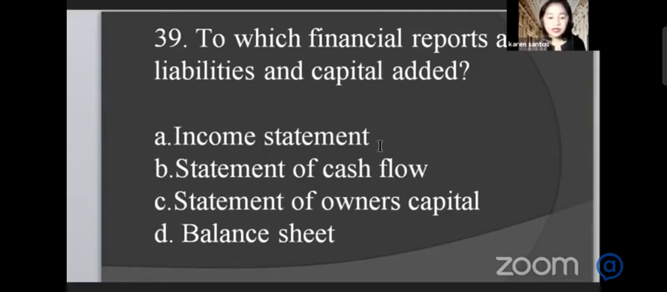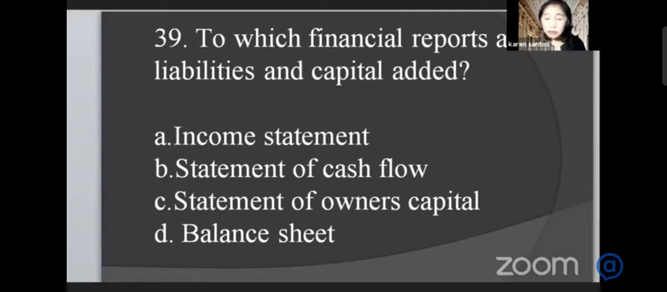Okay, so the correct answer is letter D, which is the balance sheet. So when we say balance sheet, it is a summary of the company's assets, liabilities, and also the equity. And income statement pertains to the summary of business income and also the expenses and profits. Statement of cash flow is the company's cash flow activities, particularly in operating, investing, and financing.